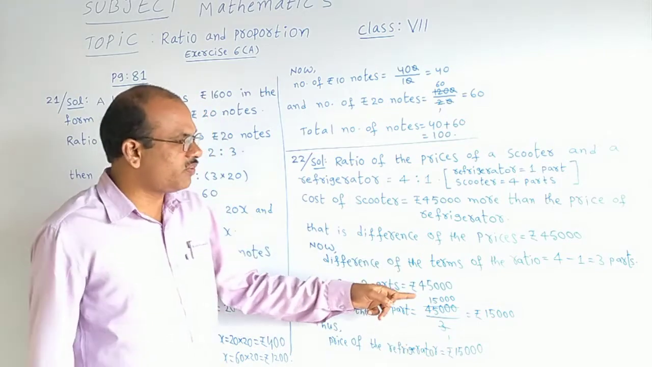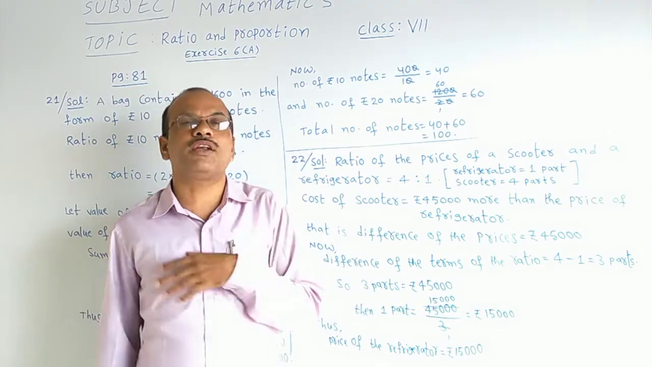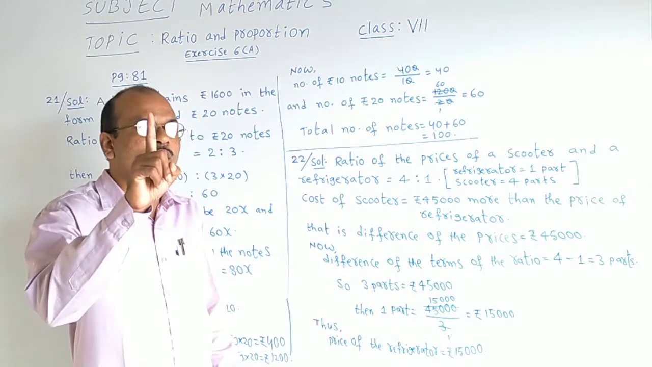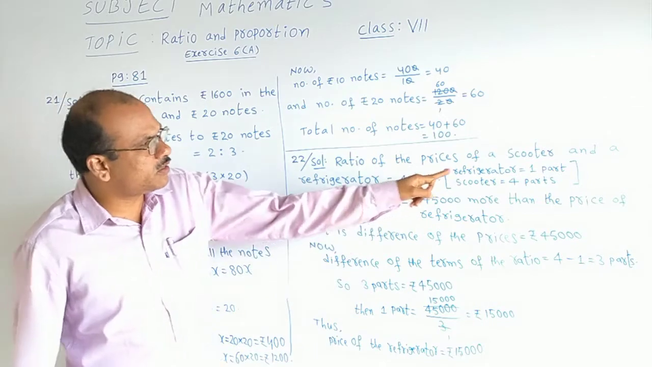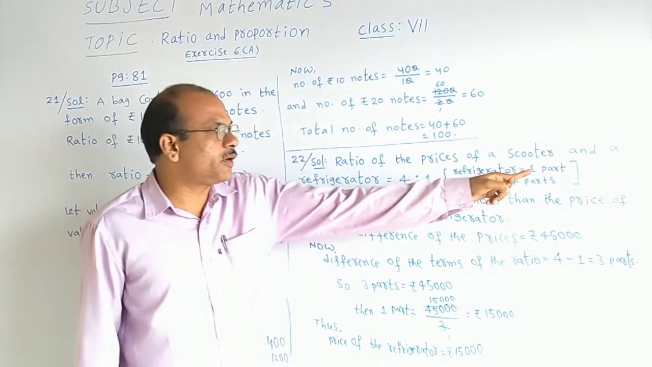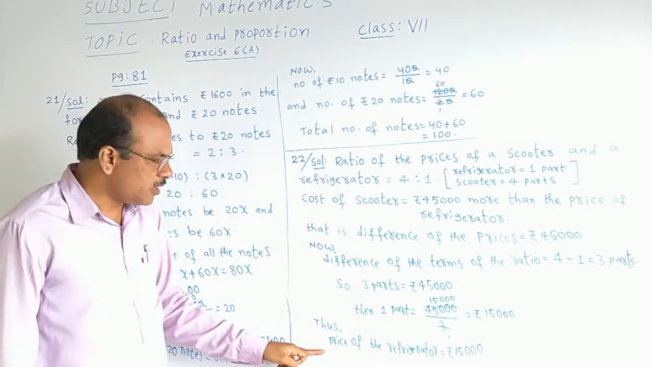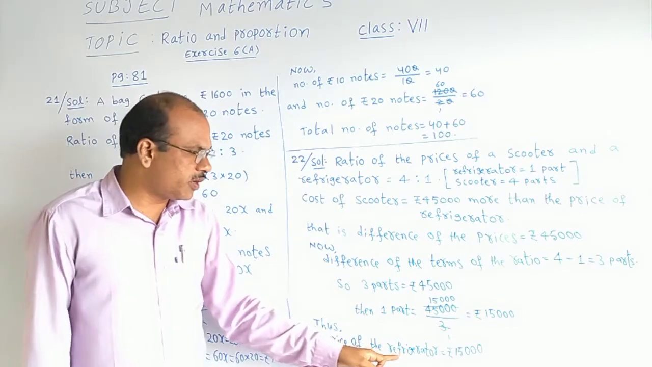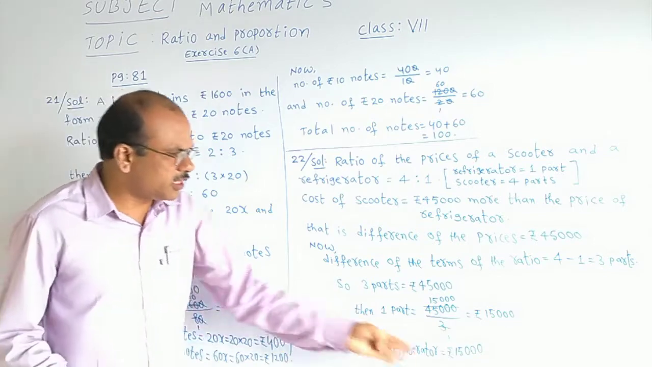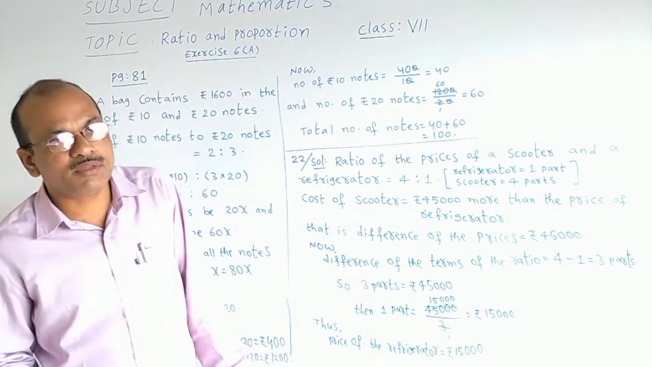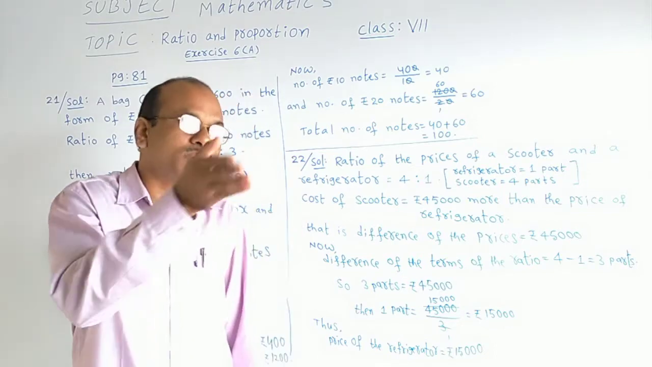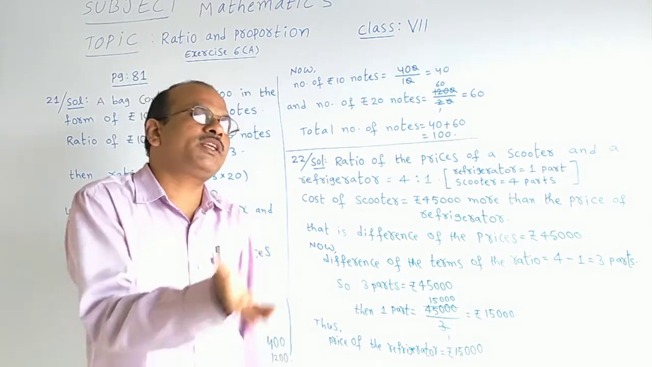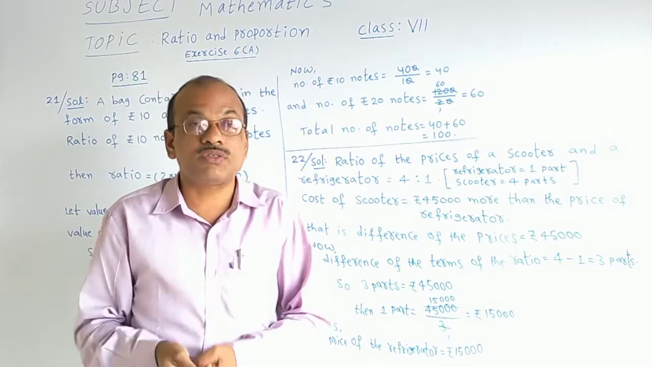3 ones are 3, 3 fives are 15, 45, and the other 3 zeros dropped. That is 15,000 rupees. That 15,000 rupees is nothing but the 1 part value. 1 part, we said, is the refrigerator. Thus the price of the refrigerator, we said, is 1 part in the ratio as given in the sum. So the 1 part value we should write for the refrigerator. That is 15,000. Now the price of the refrigerator is 15,000. The cost of the scooter will be 45,000 more than this 15,000. 15,000 plus 45,000, if we add, 60,000 will be the scooter.